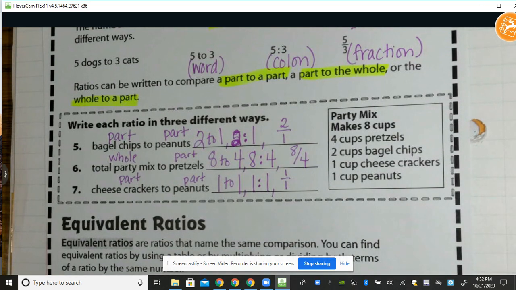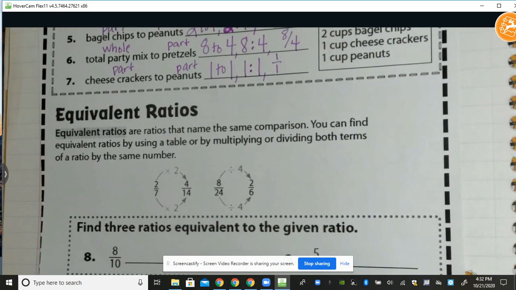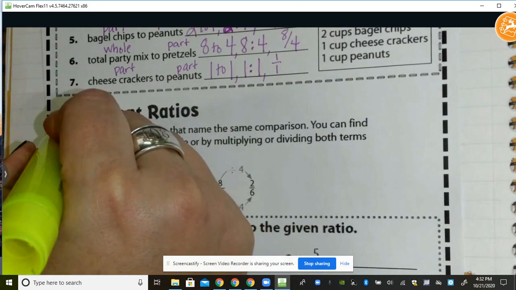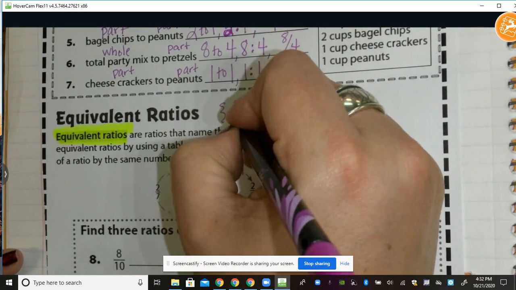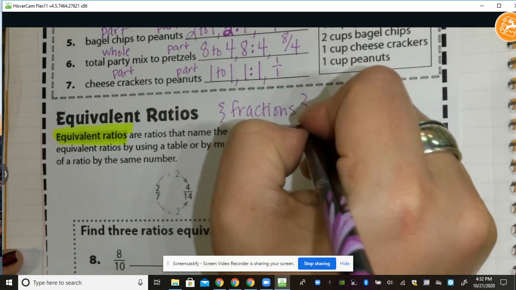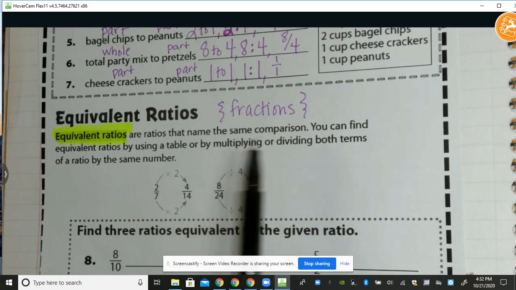All right. Now, when we're dealing with equivalent ratios, this is important. Think of equivalent ratios. This is also like equivalent fractions. Think of this like fractions as well. So it gives you in your mind that, okay, equivalent ratios and equivalent fractions, I can do the same process, the same steps. Equivalent ratios are ratios that name the same comparison.